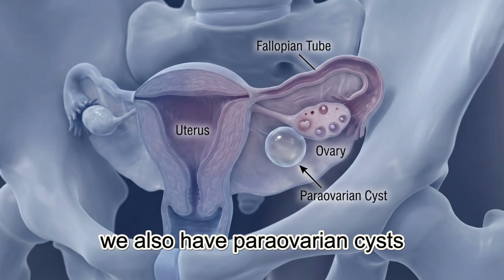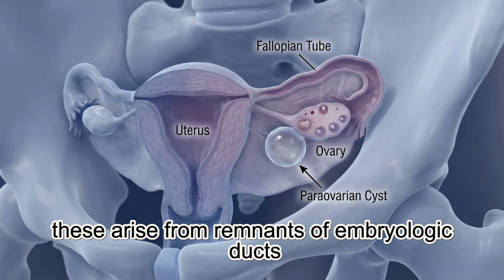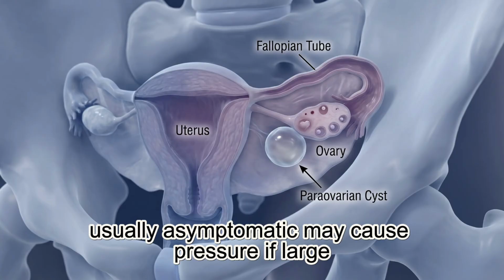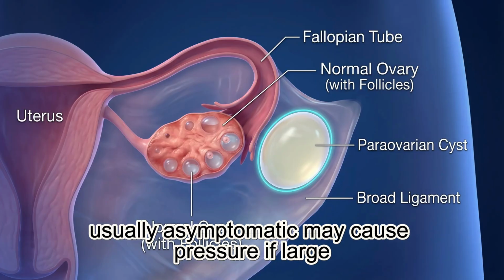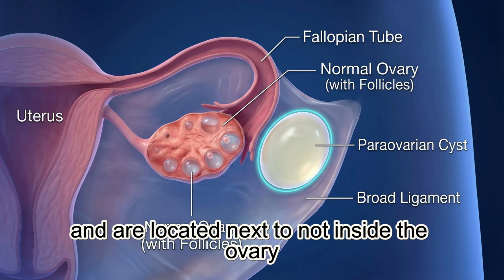We also have para-ovarian cysts. These arise from remnants of embryologic ducts near the ovary. Usually asymptomatic, may cause pressure if large, and are located next to, not inside, the ovary.